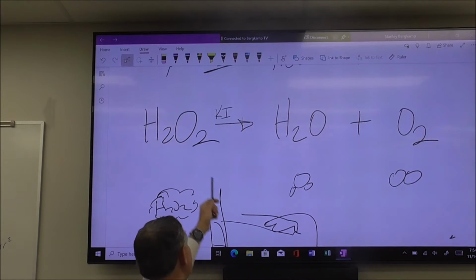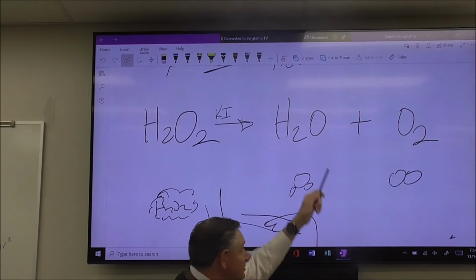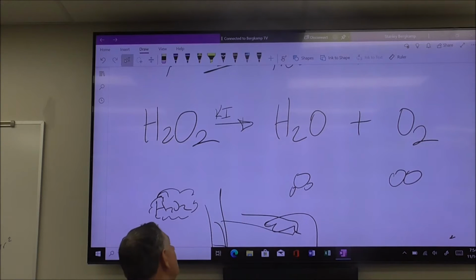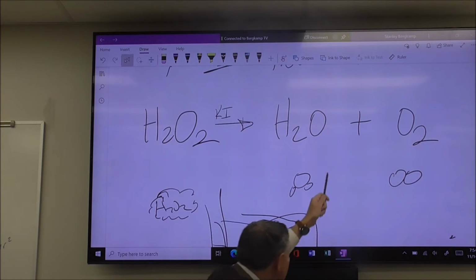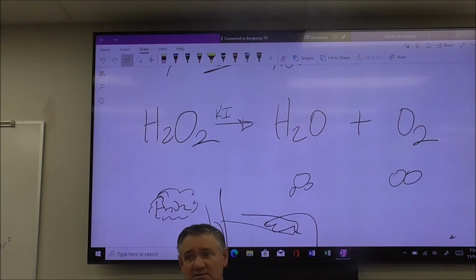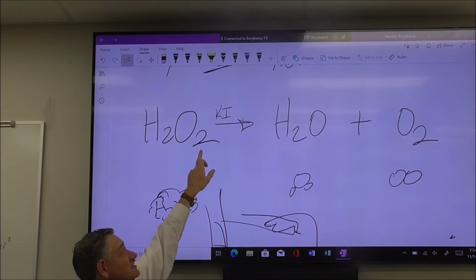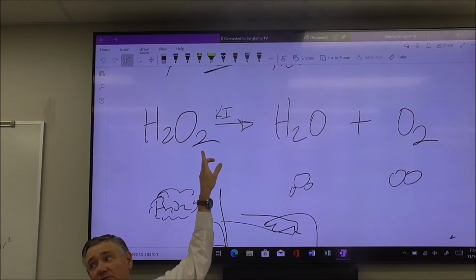So start with this. I got 2 hydrogens, that's cool. I got 2 hydrogens over there, I'm done. Okay, the hydrogen is good. I got 2 oxygens over here, but I've got 3 oxygens on that side. So I have too many oxygens on this side. So could I just change this to a 3 and then we're good?